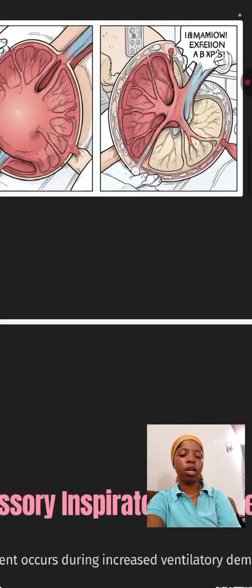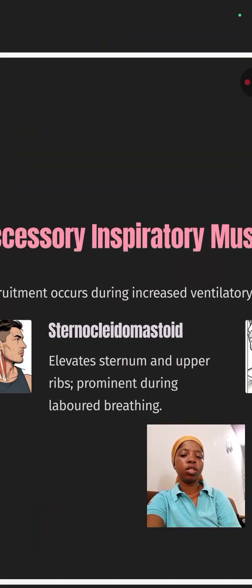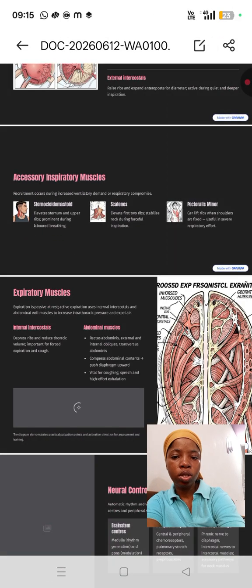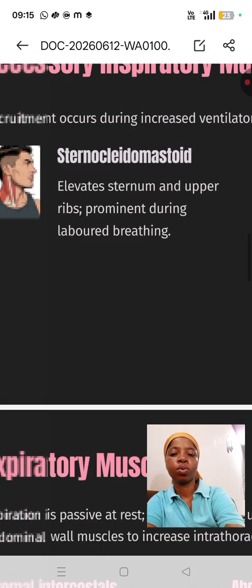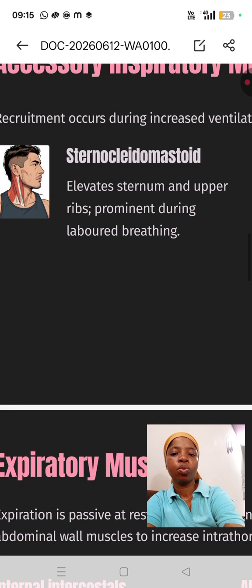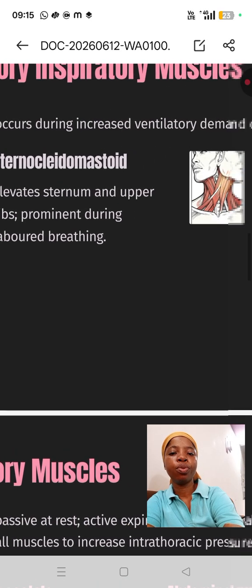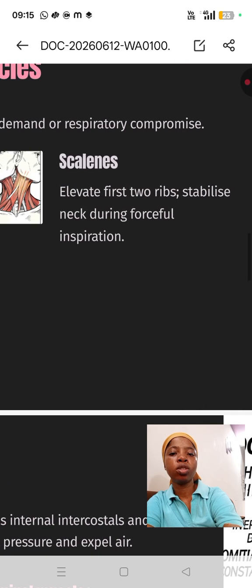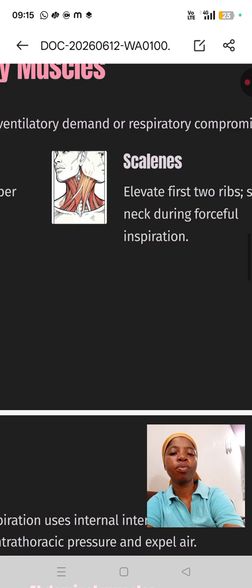Then we'll talk about the accessory inspiratory muscles. Accessory inspiratory muscles may be used during increased ventilatory demand or respiratory compromise.